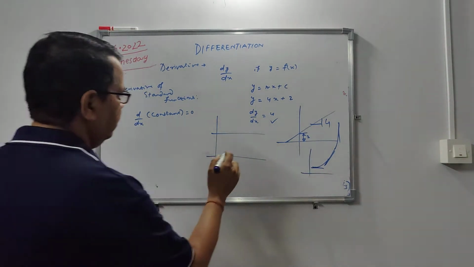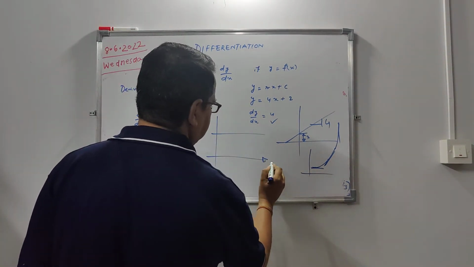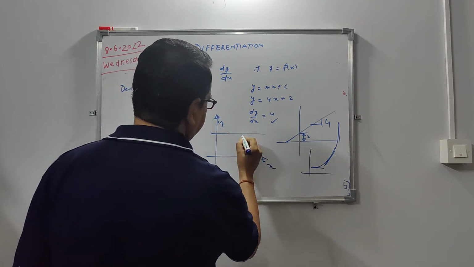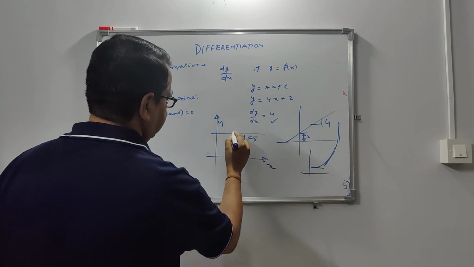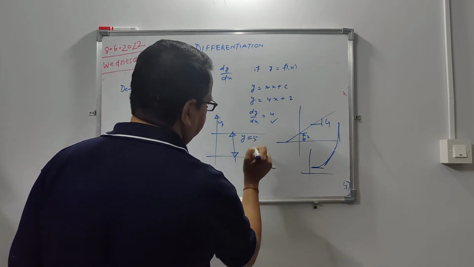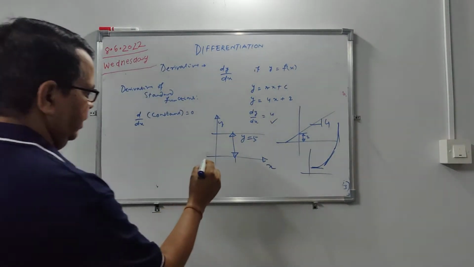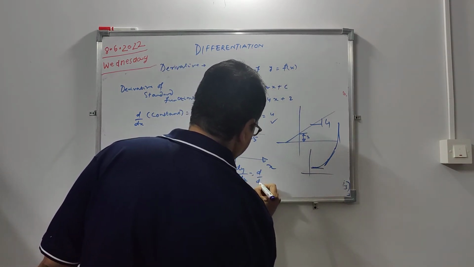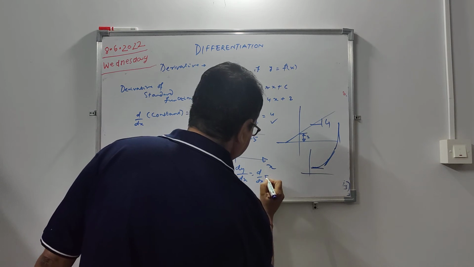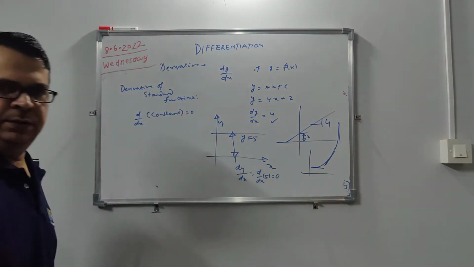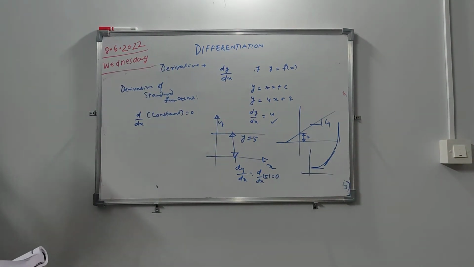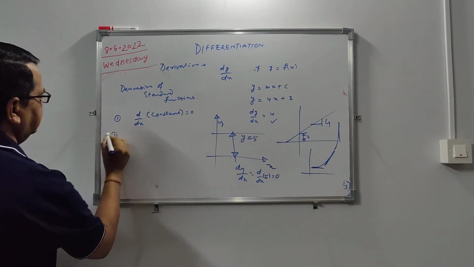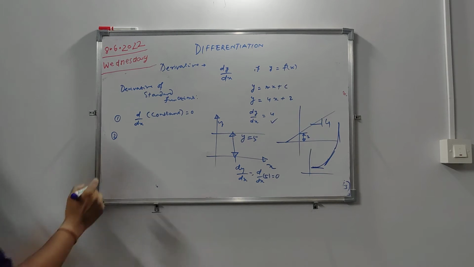So what is the equation of this straight line? This is the x axis, this is the y axis. The equation is, let us say, y is equal to 5, which means throughout, the y coordinate is 5, constant. So dy by dx in this case is the derivative of 5, which is equal to 0. So the slope is equal to 0 here. So the derivative of a constant is equal to 0.